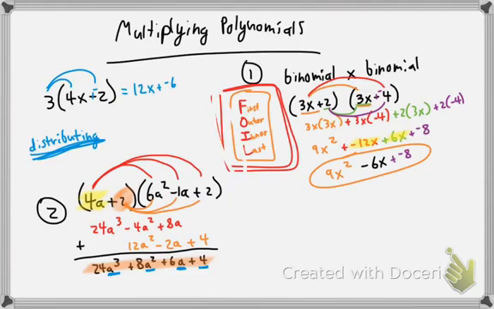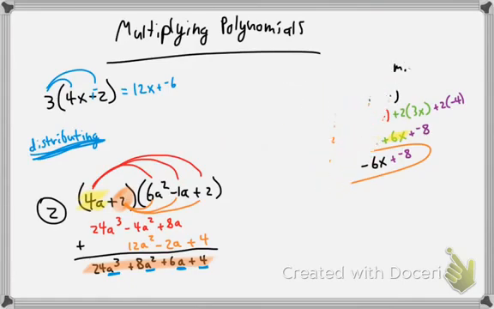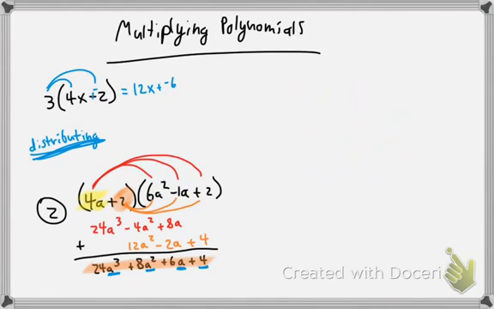All right, let's go to, I know what everyone's thinking, Mr. Willman, we did a binomial times a binomial. We did a binomial times a trinomial. Can we do a trinomial times a binomial? Absolutely. Let's try it. Let's do 2x squared plus 3x minus 4 times 5x minus 3.